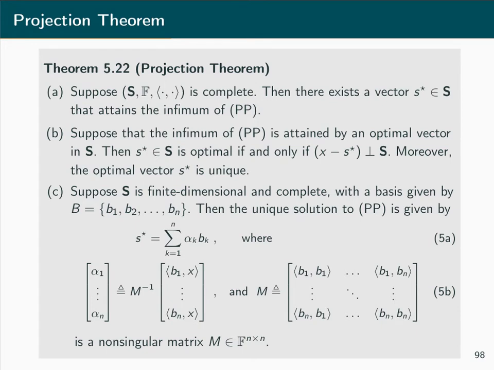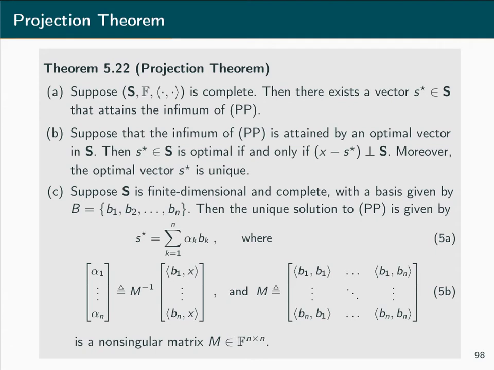For statement B, it is assumed that the infimum of the projection problem is attained by at least one vector, so there exists some optimal vector in S. This holds in particular under the assumption that the subspace S is complete according to part A. Now, part B claims that if the infimum of the projection problem is attained by some optimal vector in S, then some vector s star in S is optimal if and only if the difference between x and s star is perpendicular to the subspace S. Moreover, the optimal vector s star is unique.